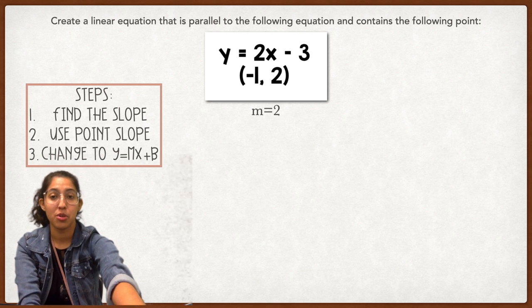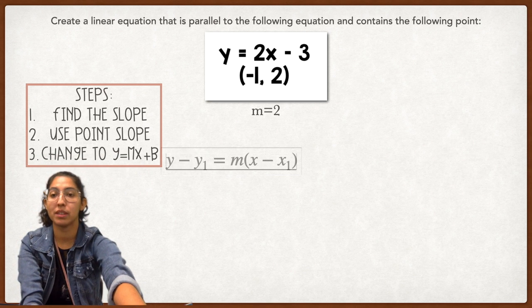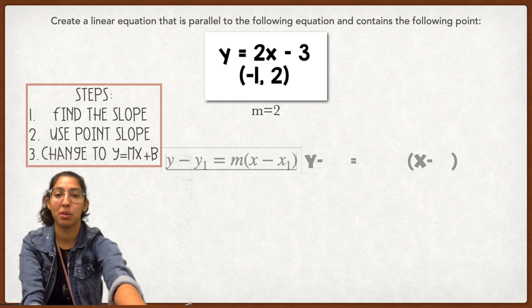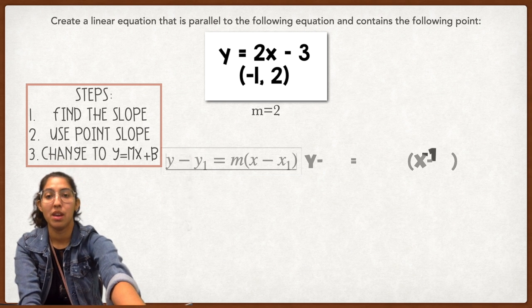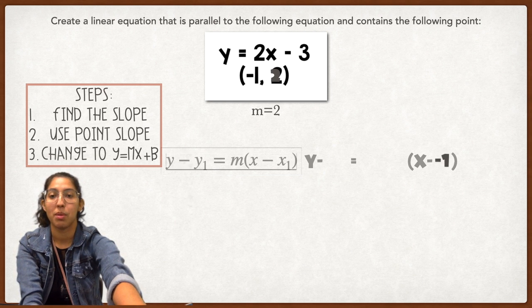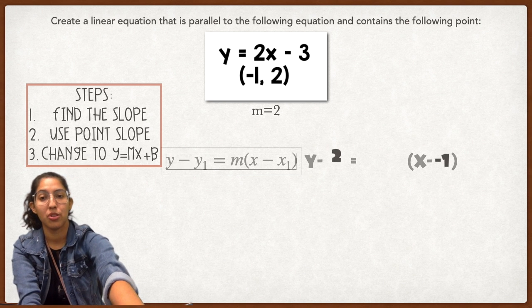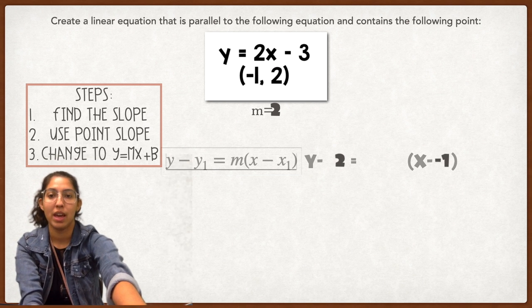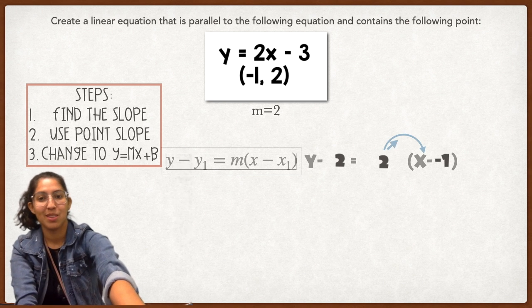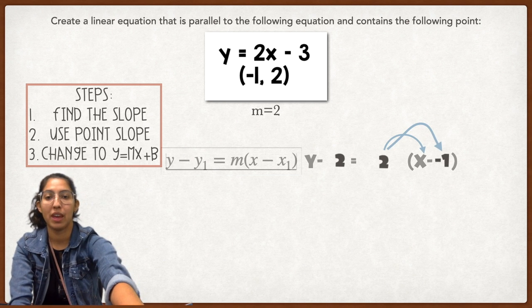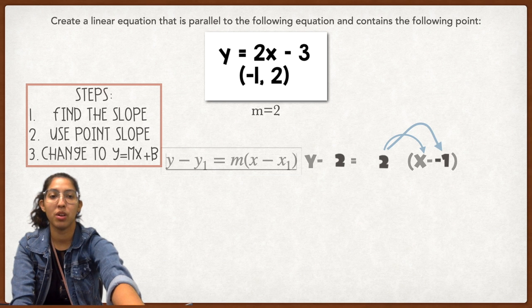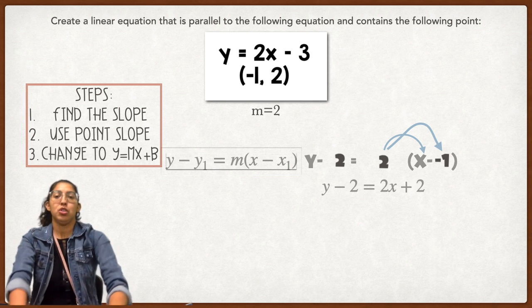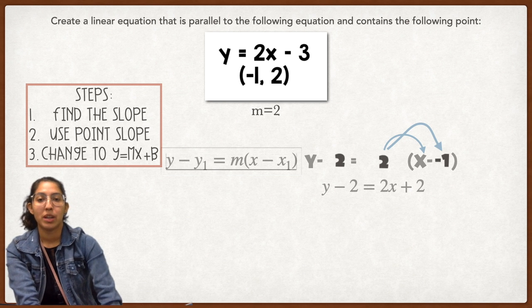So m is 2. My point is (-1, 2). So I'm going to plug in what I know. I know -1 goes over here by this x. I know this 2, my y1, goes by my y. And I know that my m goes where my m goes. So distribute m. 2 times x, 2 times that double -1, which double negative is a positive. So y minus 2 equals 2x plus 2.